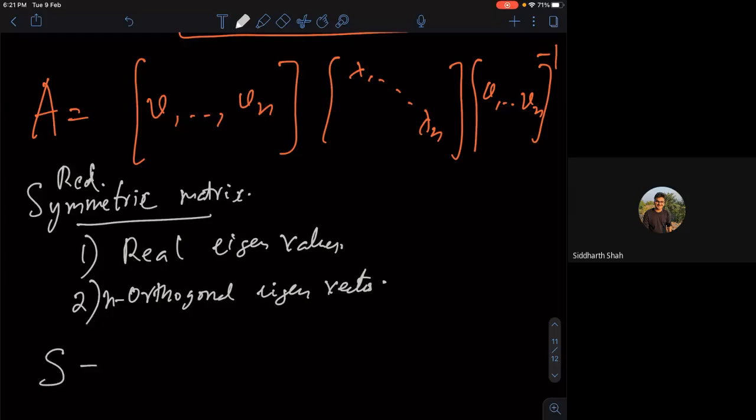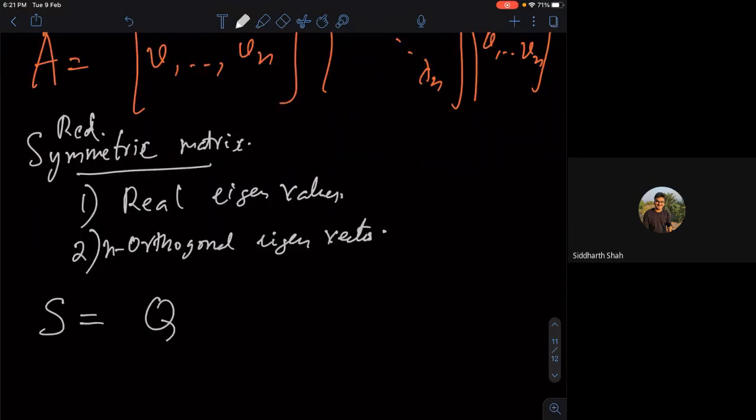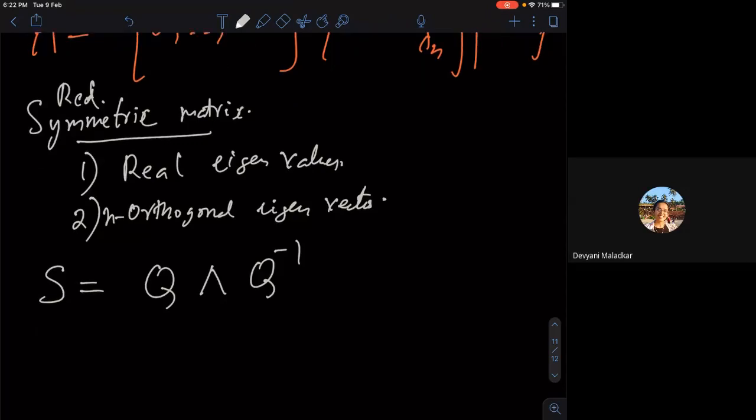Now for a symmetric matrix, how can you write it? The same equation: you can write Q lambda Q inverse, using the diagonalization theorem. But what is Q inverse for an orthogonal matrix? Q transpose. What is an orthogonal matrix? All column vectors are orthogonal to each other.